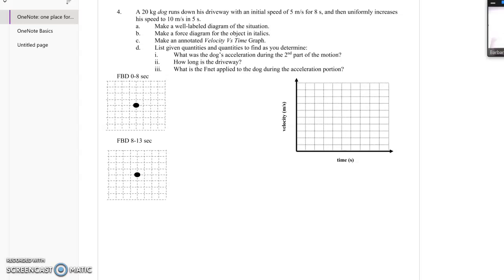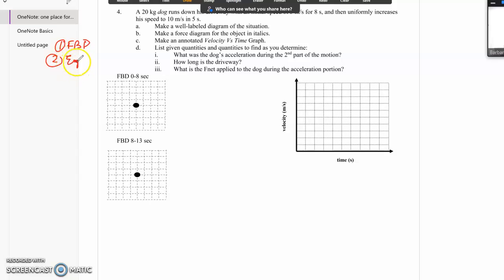Okay, guys, on number 4, you're going to start recognizing the pattern here. Remember that we want to follow our rules, right? First, free body diagram. Second, equality statements and graph annotations. And then third, do the math. Okay? All right, so well-labeled diagram, dog.